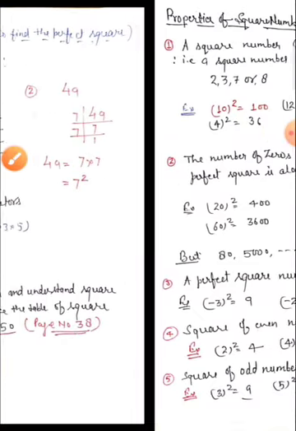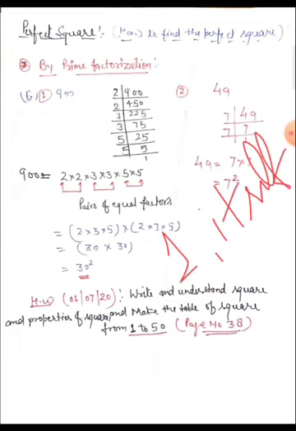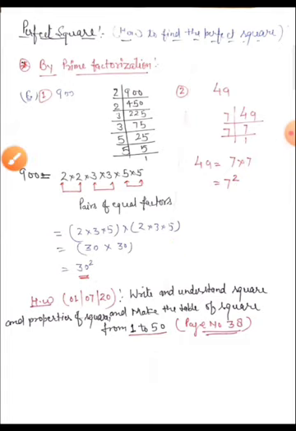Now next, how to find a perfect square by the prime factorization method. This is very important. If the question asks whether a number is a perfect square, we can show it by the prime factorization method. In this method, we divide the given number only by prime numbers. And you know what a prime number is: a number having only two factors, one and itself. Prime numbers are like 2, 3, 5, 7 and so on.